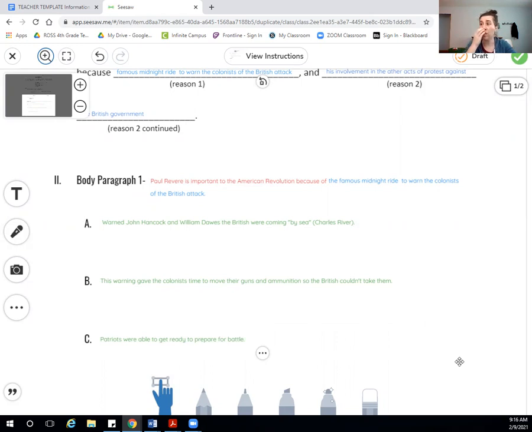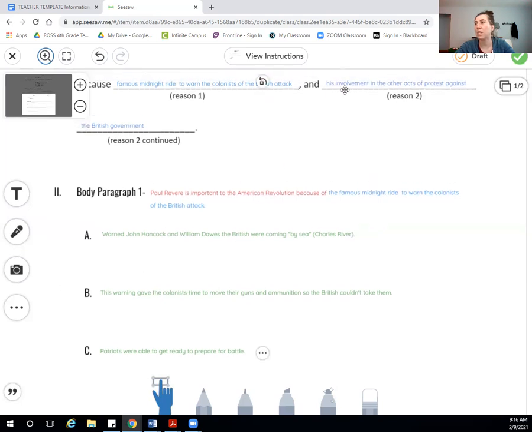So here are some pieces of evidence to support the fact that it was the midnight ride that made Paul Revere important. Now I need to go on to my next body paragraph that's going to support my second reason. My second reason is that his involvement in the other acts of protest is what makes him important as well. So I'm going to go on to my next page.